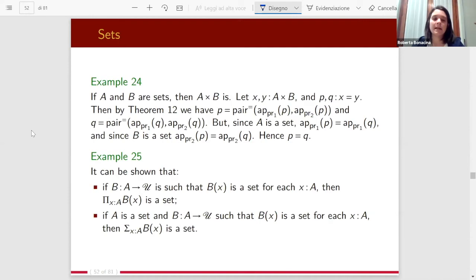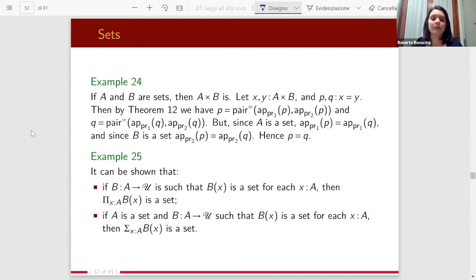Then we have that if A and B are sets, also their product is. Indeed, if we consider two terms of a product type x and y and two paths P and Q, we have by the previous theorem that P is equal to the pair equality of the applications of the first and second projection to P, and the same holds for Q. But A is a set, so the application of the first projection to P is equal to the one on Q, and since B is a set, the same holds for the second projection. And for this reason, we have that P is equal to Q.